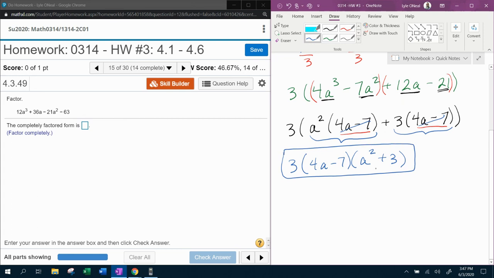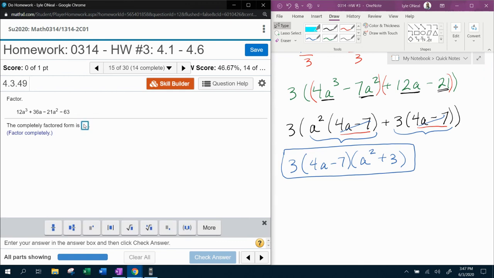And I know that because a squared plus 3, this is not going to factor. And 4a minus 7, that's a linear term. That's not going to factor. So this is factored completely. And let's see if we're right. 3, 4a minus 7, and a squared plus 3.